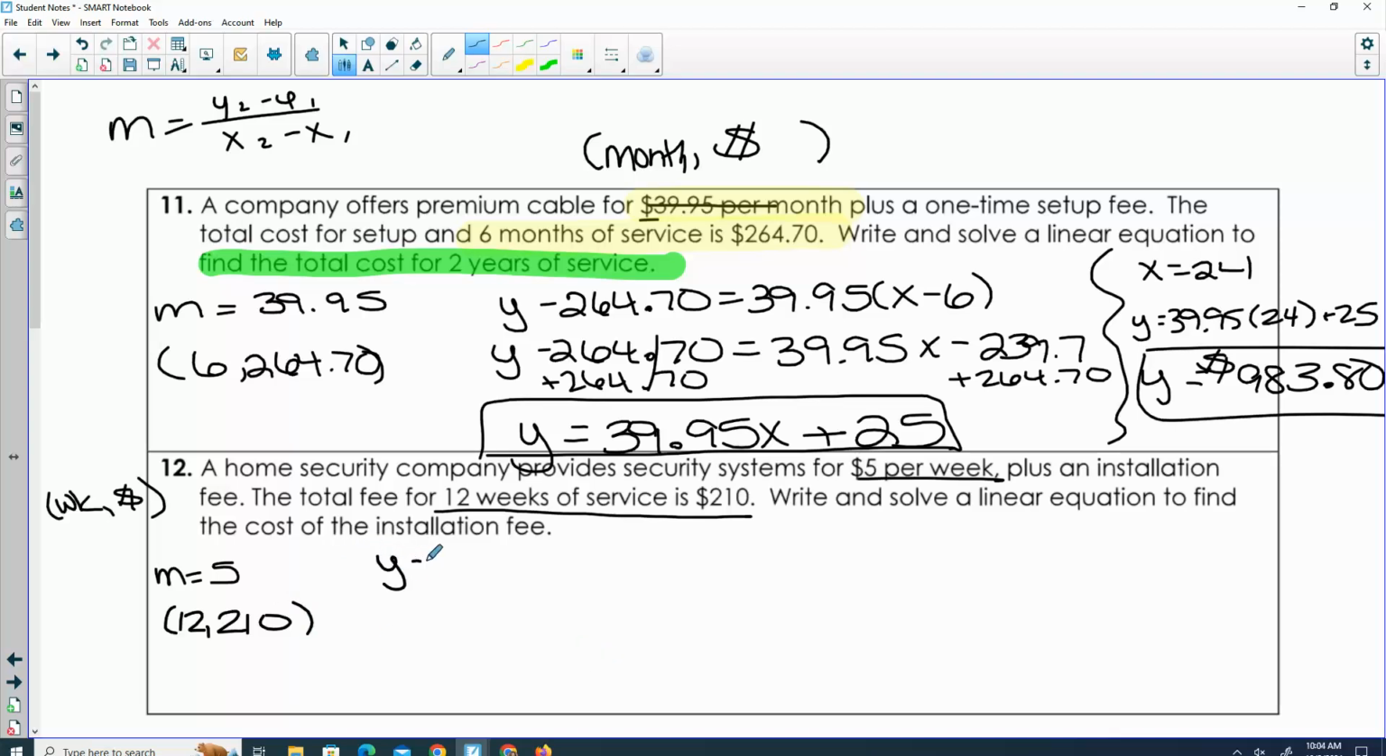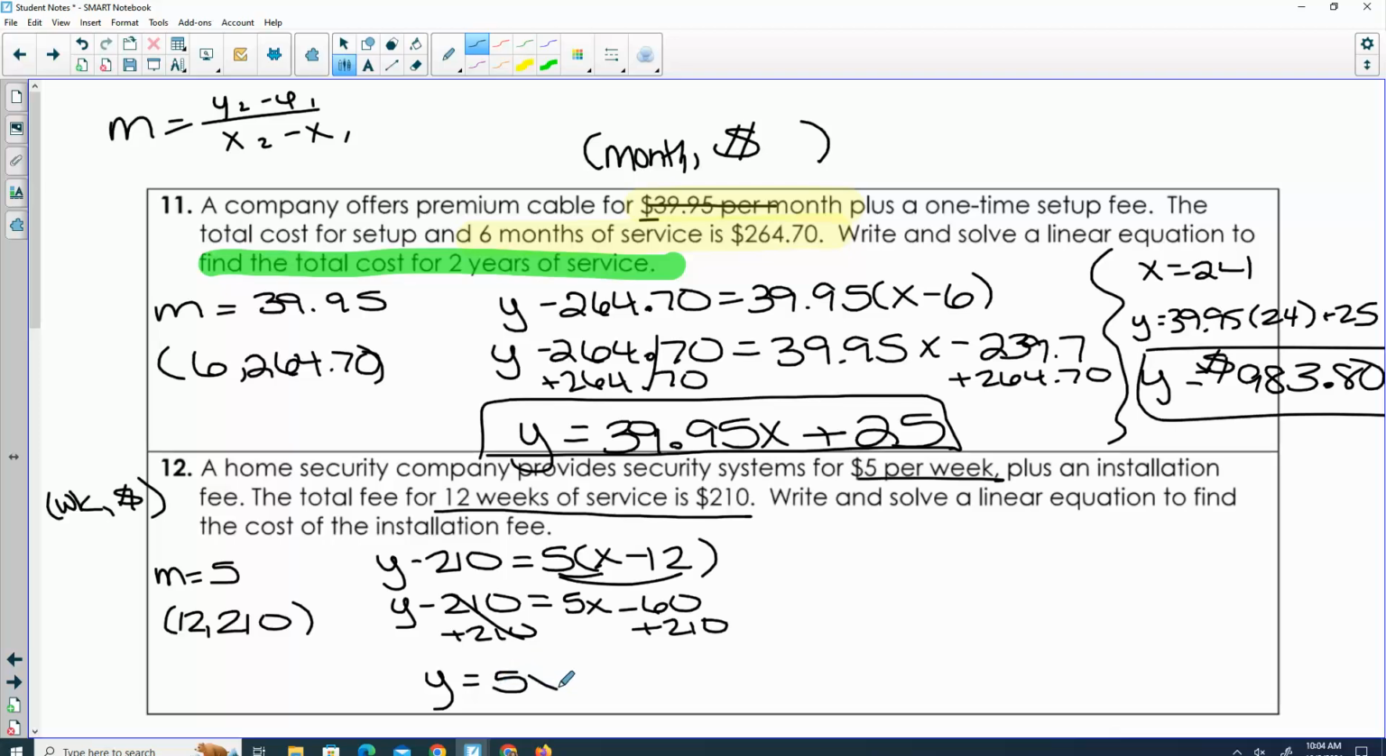So our equation, Y minus Y sub 1 equals M times X minus X sub 1. Distribute, so we get 5x minus 60. Add the 210, so y equals 5x plus 150. Now we go back and we answer the question.